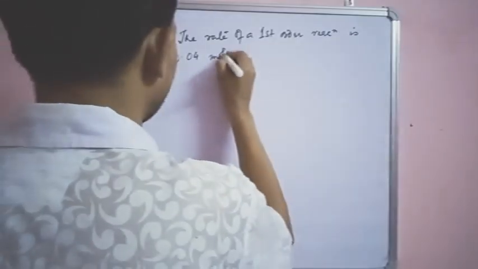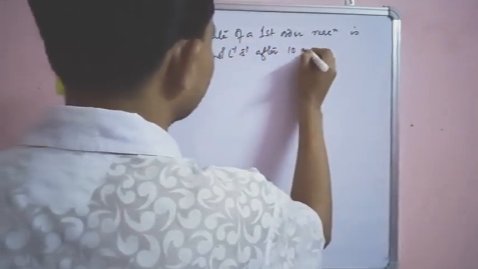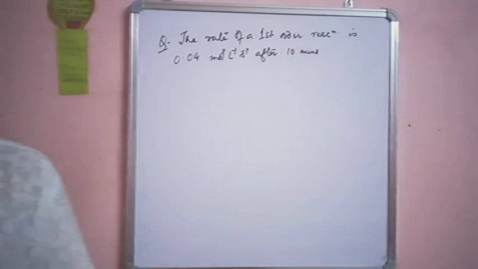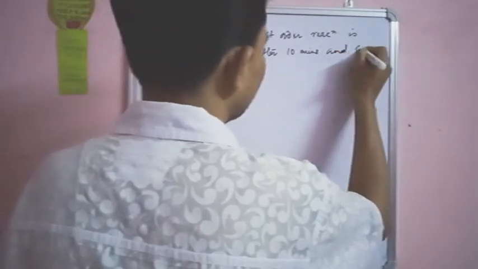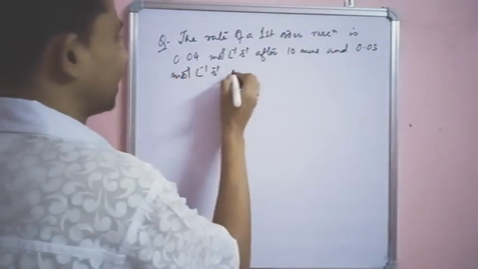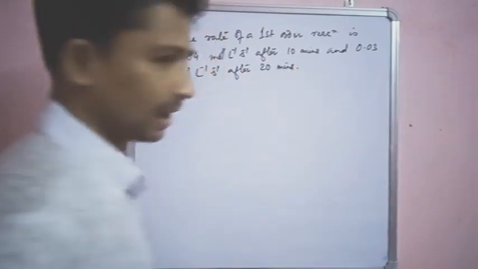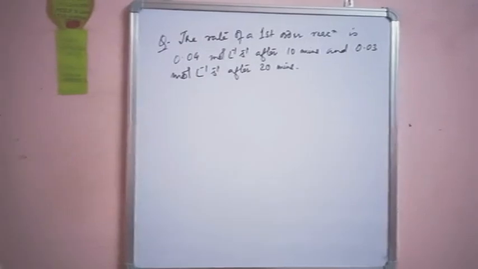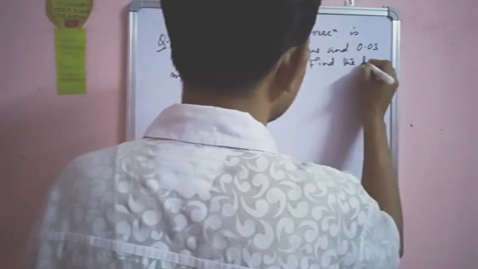Mole per liter per second after 10 minutes. Okay, so 10 minutes के बाद क्या होता है रेट: 0.04 mole per liter per second after 10 minutes and 0.03 mole per liter per second after 20 minutes. Okay. So next क्या बोला गया है, find the half life period of the reaction. So इस तरह का क्वेश्चन आता है बच्चों.